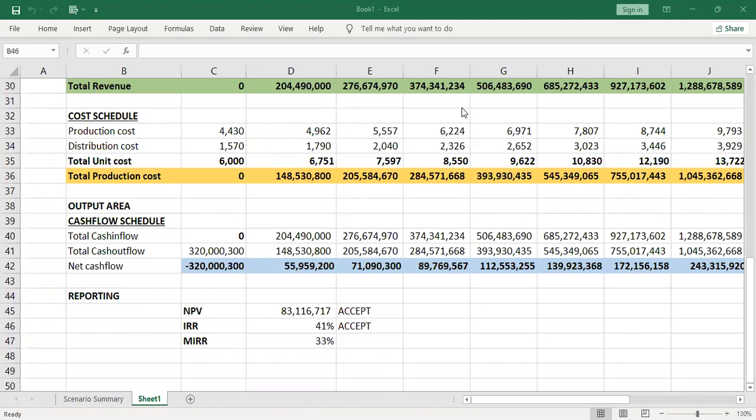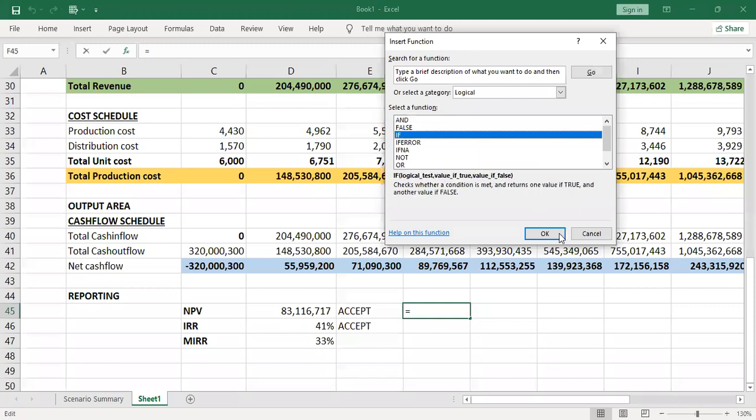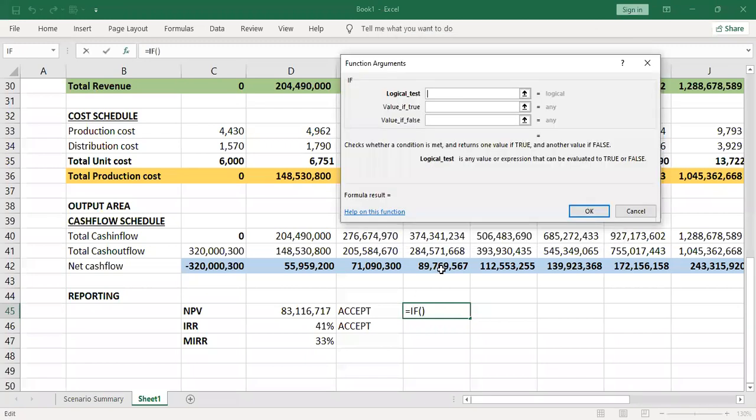Any other question? Yes. How do we get the accept on NPV? We said you use IF. So if I put the cursor here, okay? Then you click on formulas, logical, and then you click on IF. Okay. Formulas, logical, IF. Can you do that?